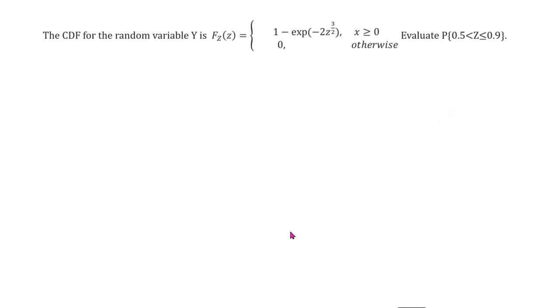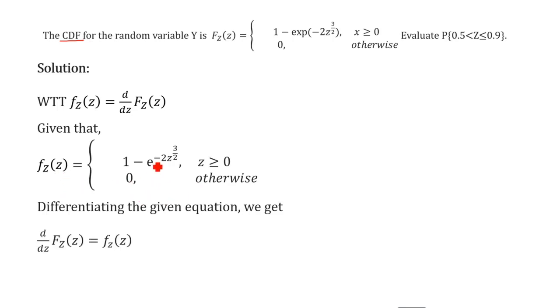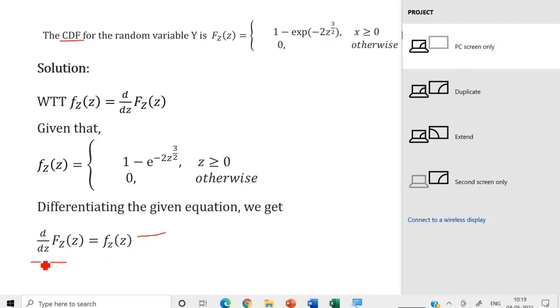If we go ahead, we know that a probability density function is the differentiation of the cumulative distribution function. The given function is a CDF, defined in this fashion. So differentiating the equation, we will get the probability density function. Now let us differentiate it.